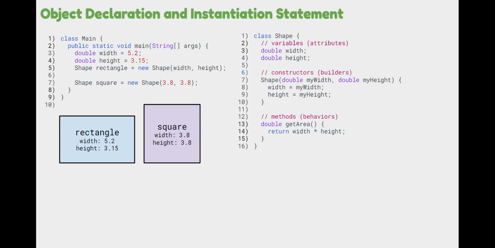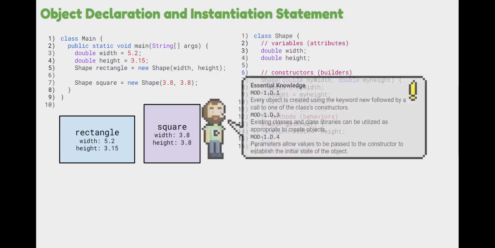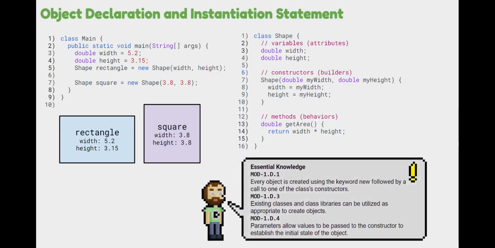So we created two primitive type variables and then we created two reference types. We made two objects. This aligns with our essential knowledge. Every object is created using the keyword new, followed by a call to one of the class's constructors. Existing classes and class libraries can be utilized as appropriate to create objects, and parameters allow values to be passed to the constructor to establish the initial state of the object.